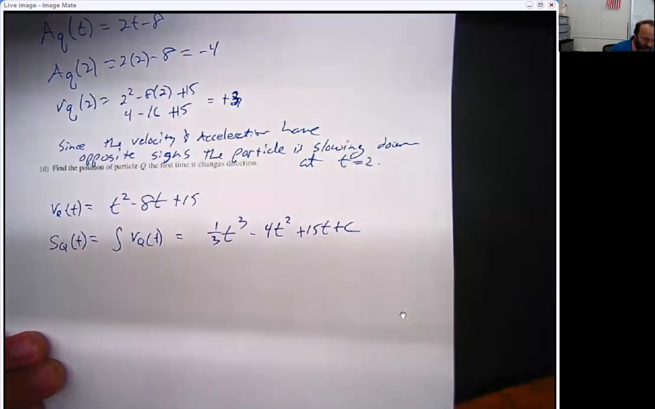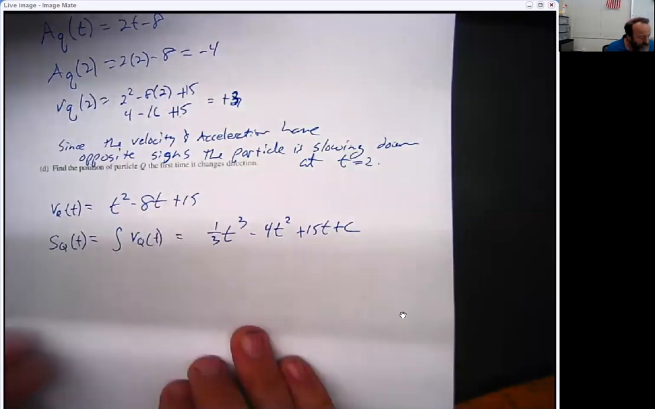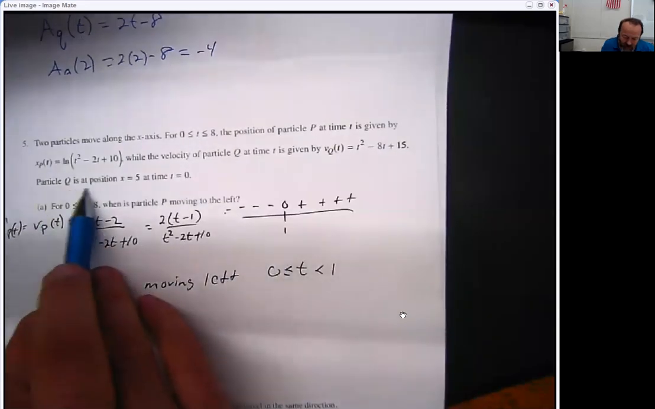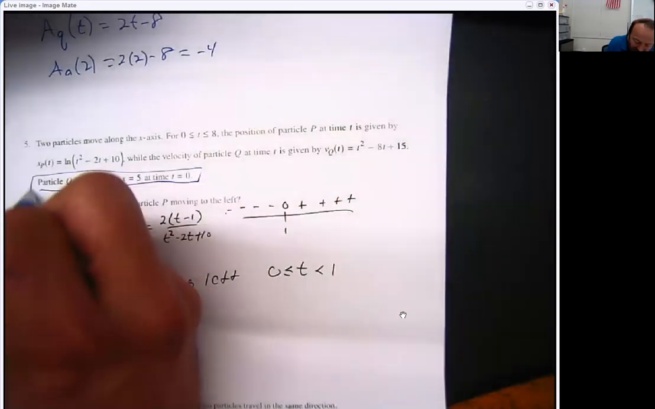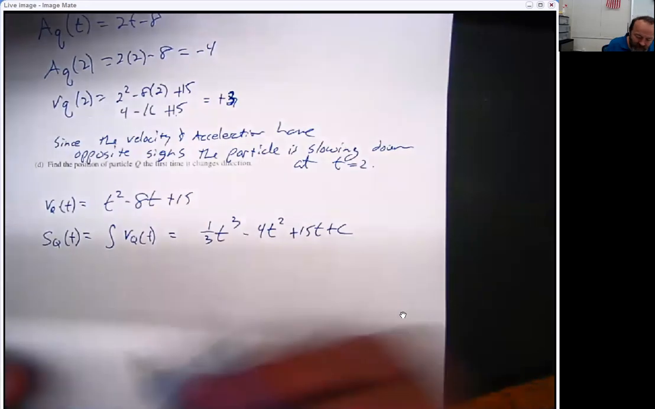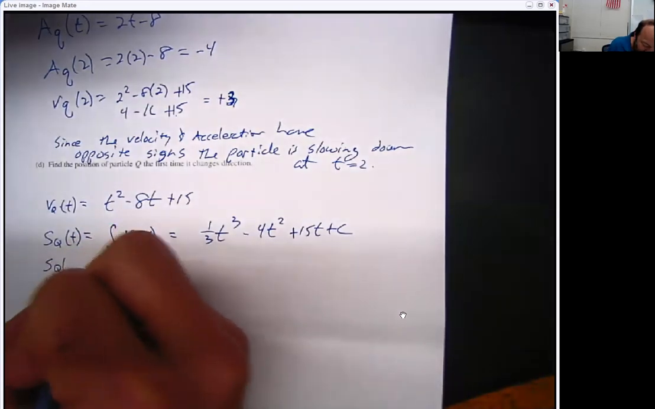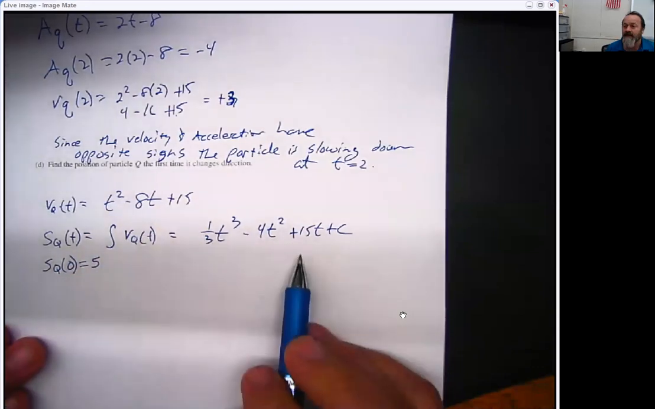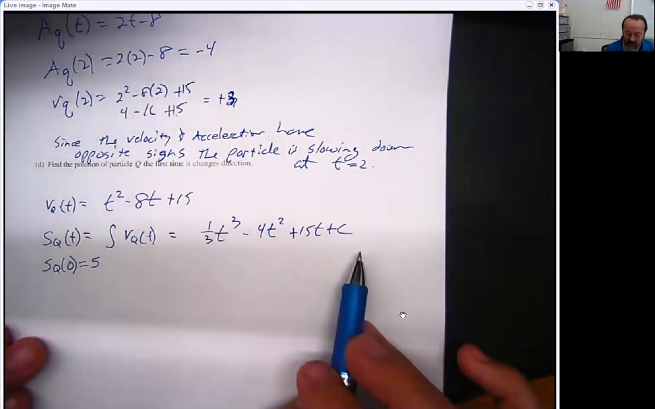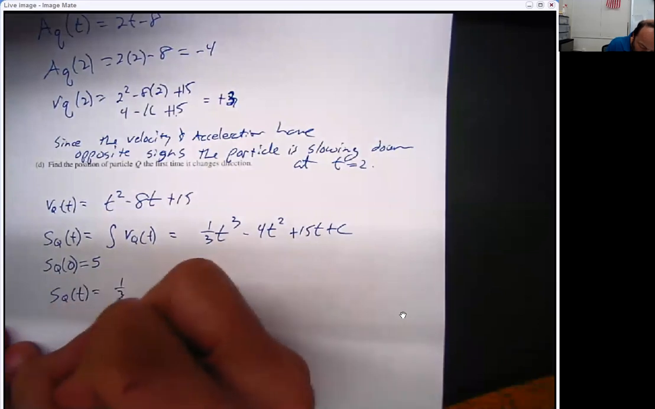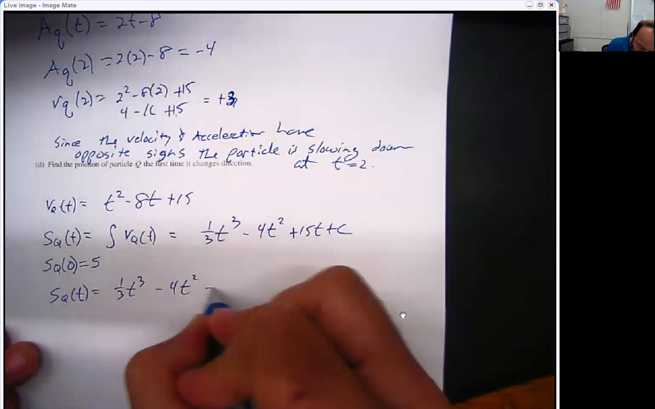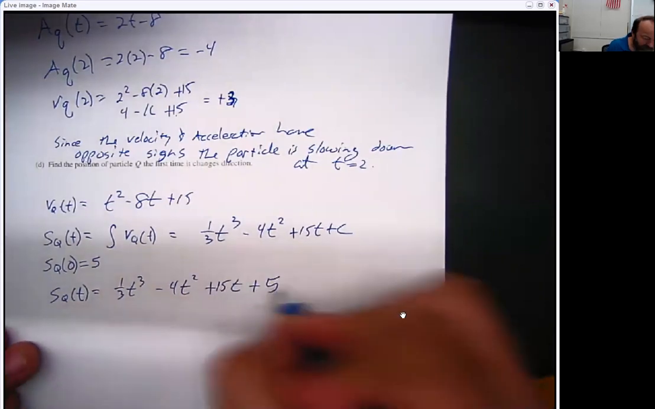And right away, we're like, oh no, I don't know what to do in this particular problem. But if you go back, there was something that I did not mention early as I read this, but it says particle Q is at position 5 at time 0. They just threw that one in. I didn't need that for a long, long time. But they're telling me that s sub q of 0 is 5, which would lead me to say that if I plugged in 0 for t right here, then c has to be 5. So specifically, I know that s sub q of t would be 1/3 t cubed minus 4t squared plus 15t plus, in fact, 5.